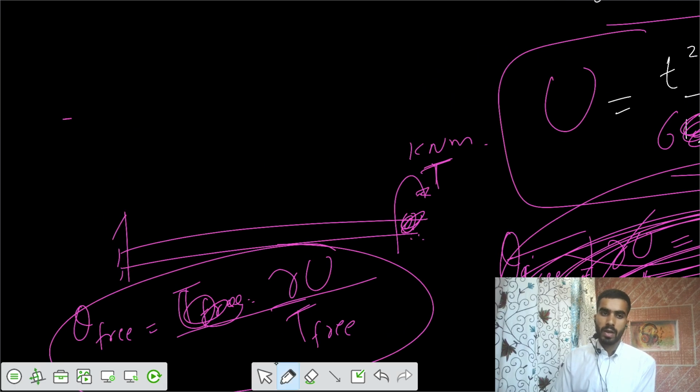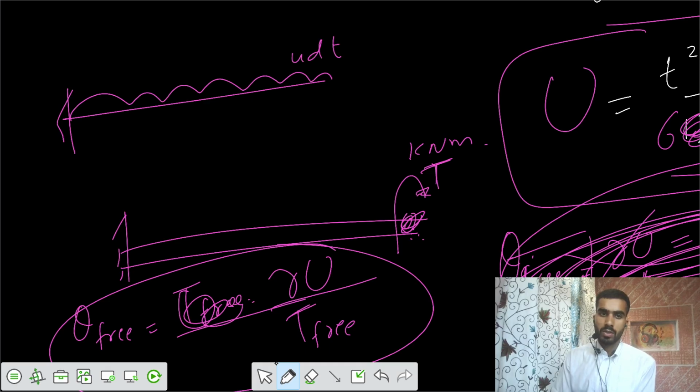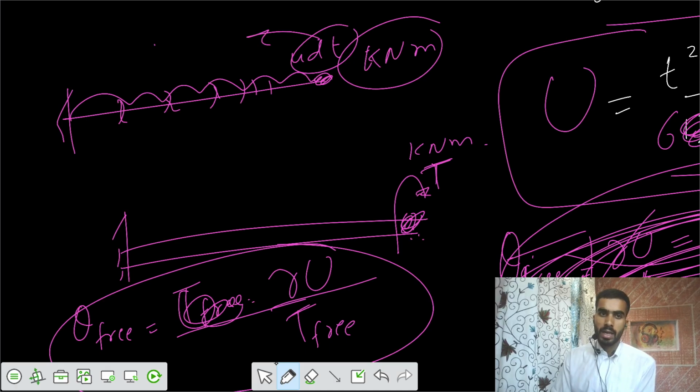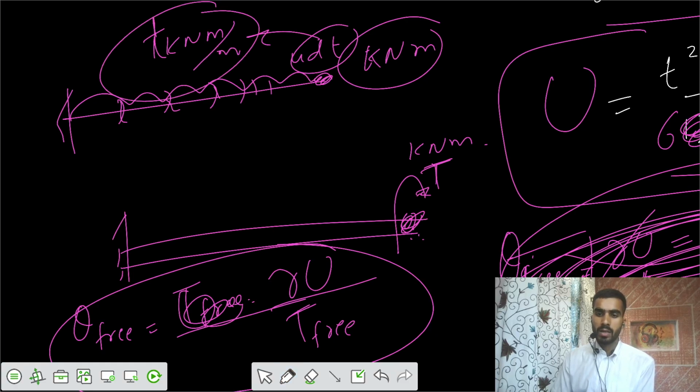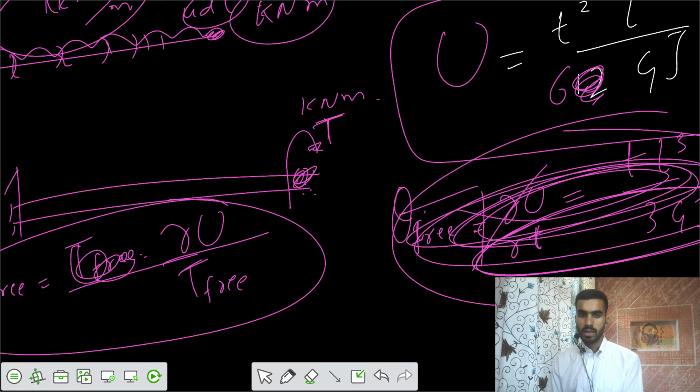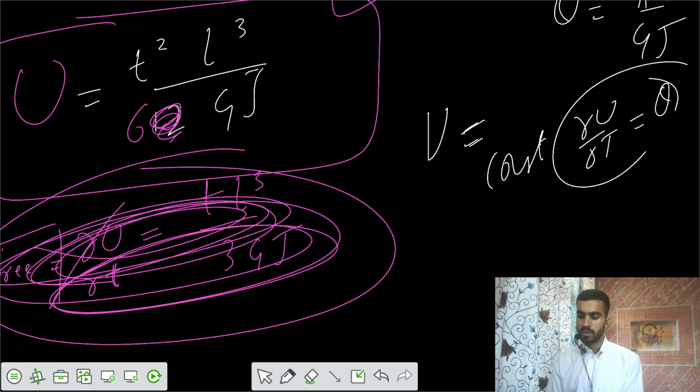But based on this one, we have only a UDL acting there, uniformly distributed torque. So there's some UDT. So there is no torque of T kilonewton meter. There's no torque here. We have an intensity of T kilonewton meter per meter. So we need to do it in a different way, if we need to get the value of T.